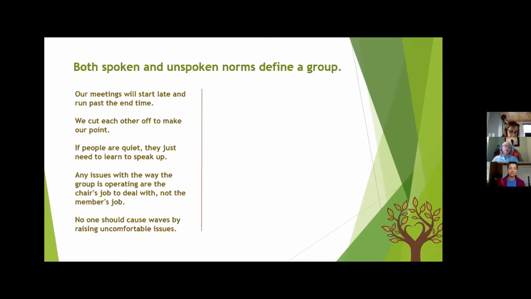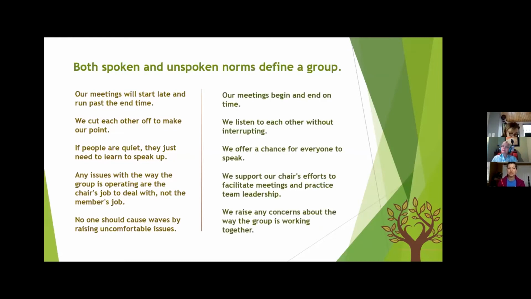Well, I hope that by the end of this session, you'll have some tools to actually talk to people about, do we really want to start on time and end on time? So we'll bring that up again as we go through some of these tools.